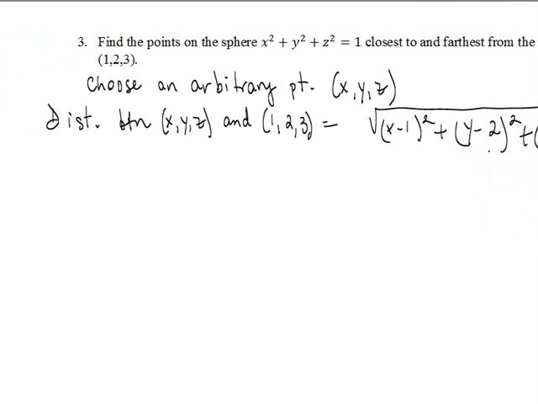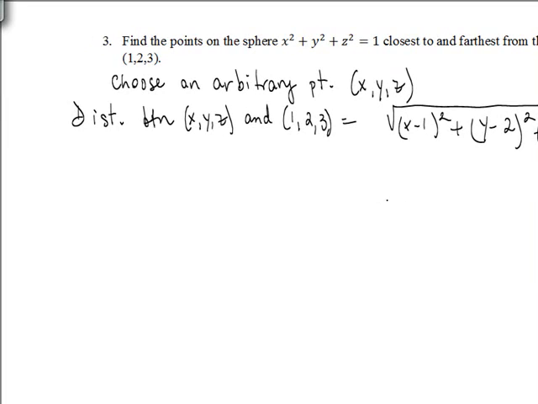So this is the function we have to maximize and minimize. But remember what I said the last time. What did I say about this function of the square root? Take out that square root, it's in the way. Alright? So really, we want to minimize as closest to and farthest from, right?